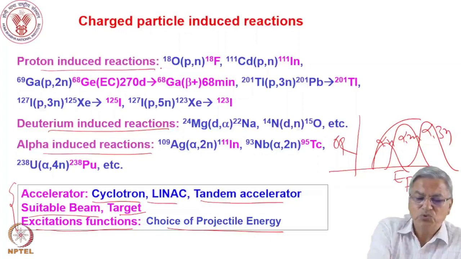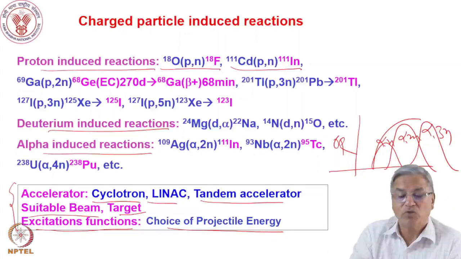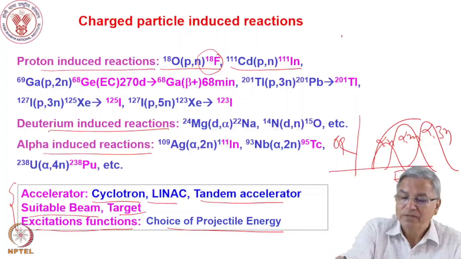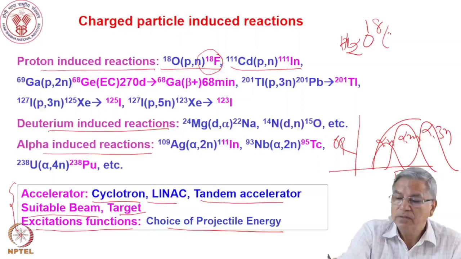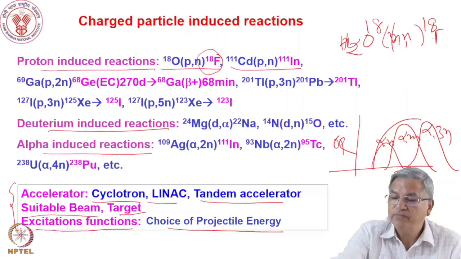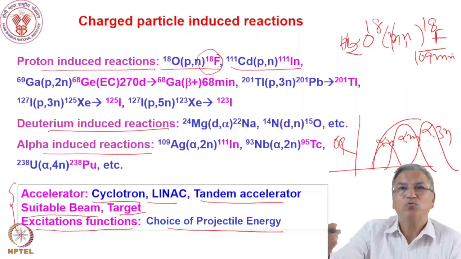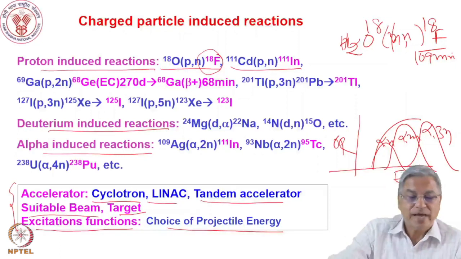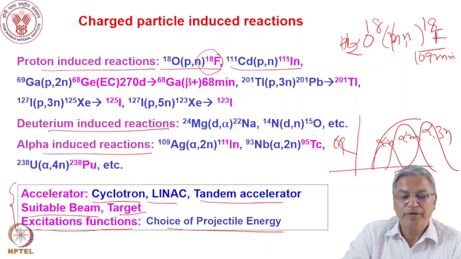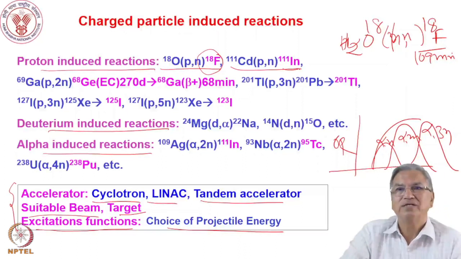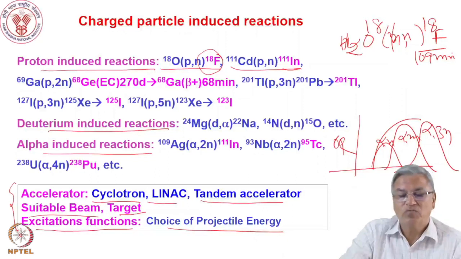Proton-induced reactions are used to produce fluorine-18. You can also produce cadmium, indium-111, and F18 is used in PET, positron emission tomography. F18 has only a 109 minute half-life, about 2 hours, and so you irradiate H2O-18 with protons, (p,n) to 18F, and you have to do very quick chemistry because the half-life is only 109 minutes. You tag a glucose molecule, fluorodeoxyglucose, with F18, and then you can transport it to the hospital for PET operations. Indium-111 is also used in the diagnosis of diseases. Indium-111 emits beautiful gamma lines in the 100 to 200 keV range, so it is also used in diabetes.